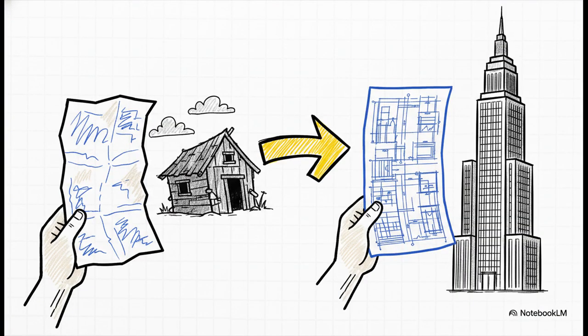Look, the secret to getting incredible AI-generated content isn't in the AI's magic. It's all about the quality of the instructions we give it. You are the architect, and your prompt is the blueprint. And a vague blueprint, well, that gets you a wobbly shack. But a detailed one gets you a skyscraper. And we are here to build skyscrapers.